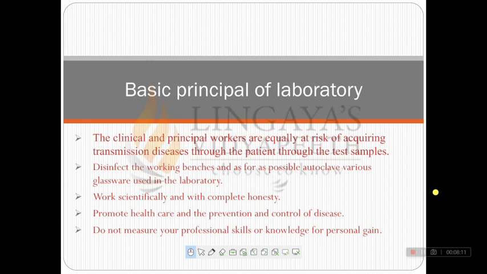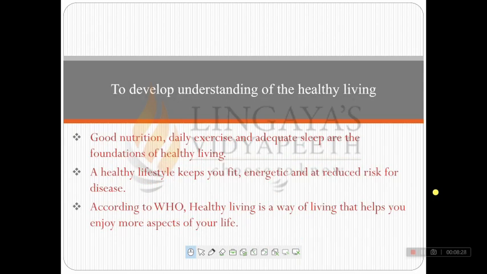All right. Do not misuse your professional skills or knowledge for personal gains. So this is the ethics. This also comes into the ethics of the laboratory personnel, that whatever professional skill or knowledge you have, you should not be using it for the personal gain. Secondly, to develop understanding of the healthy living. So the person must be developing the understanding of the healthy living.